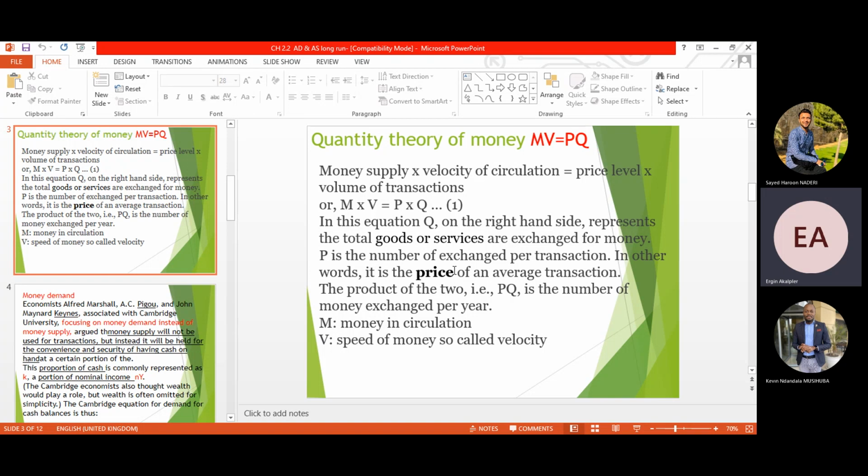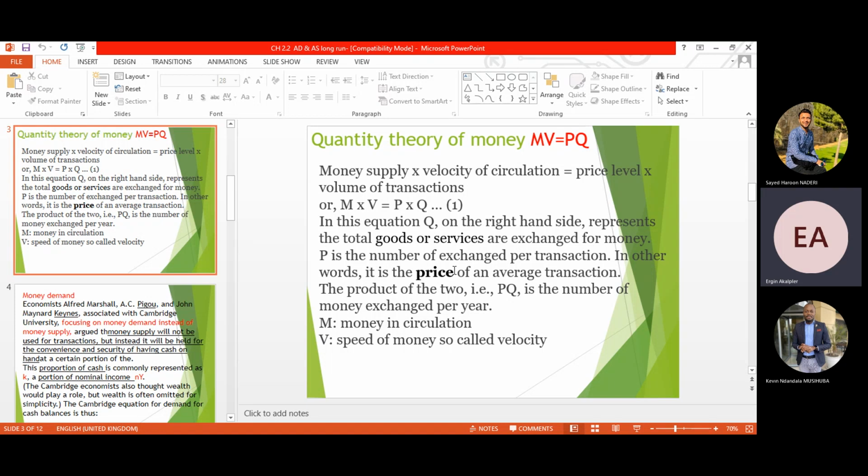Therefore, in this equation, Q on the right-hand side represents the total goods and services exchanged for money, and P is the price per transaction, the value of the price of the goods and services. In other words, as I mentioned to you, P is the value that we are giving to every product and service. The product of the two, PQ, will then give you, at the aggregate level, the GDP. When you add all these prices and quantities produced in the economy, you get GDP.